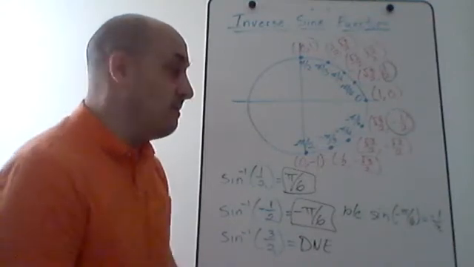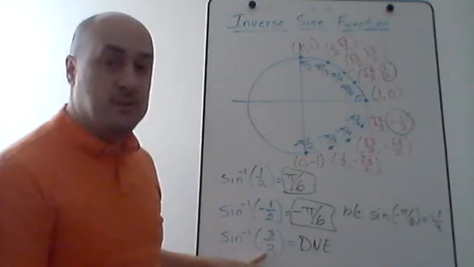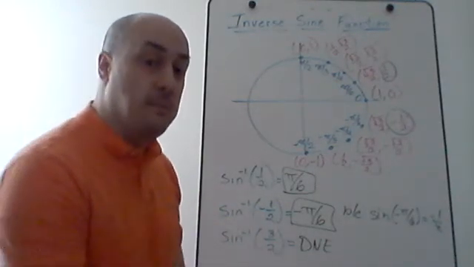There is no sine inverse of 3/2 because there is no number that when I take the sine of it, I get an answer of 3/2. When I do the sine of a number, it always gives me something between -1 and +1.